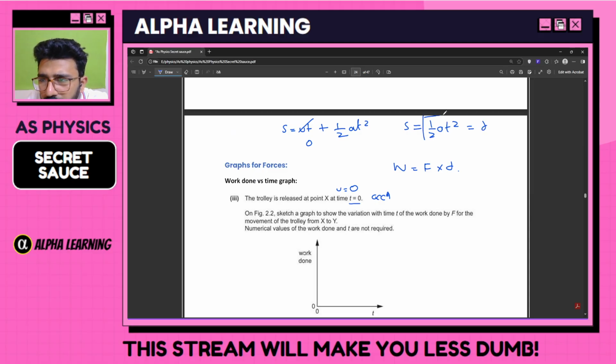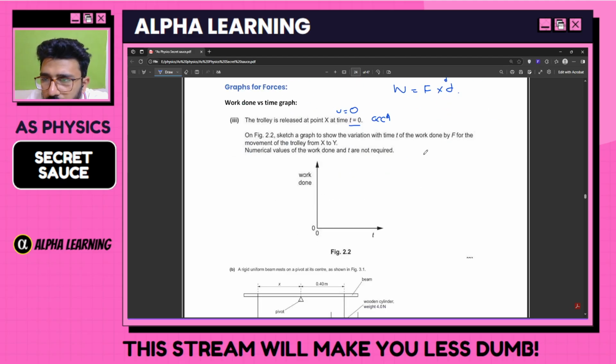What is the value of d? Half at square. You can plug that in here. So you will write work done is equals to force into half at square. Can you further realize that force and half acceleration are constant? Force and half acceleration are constant. That means work done is directly proportional to time square.